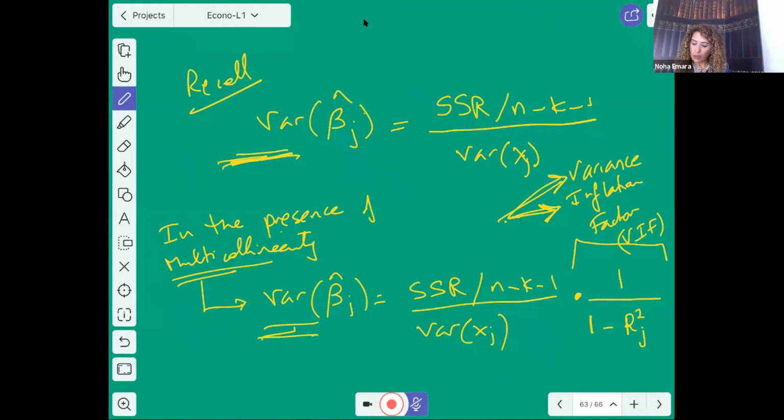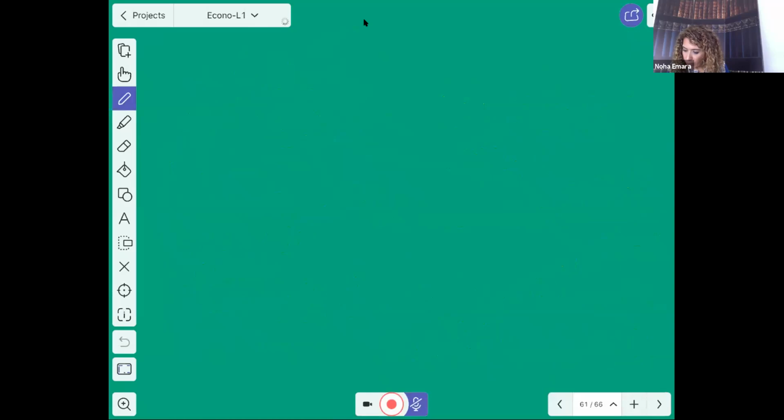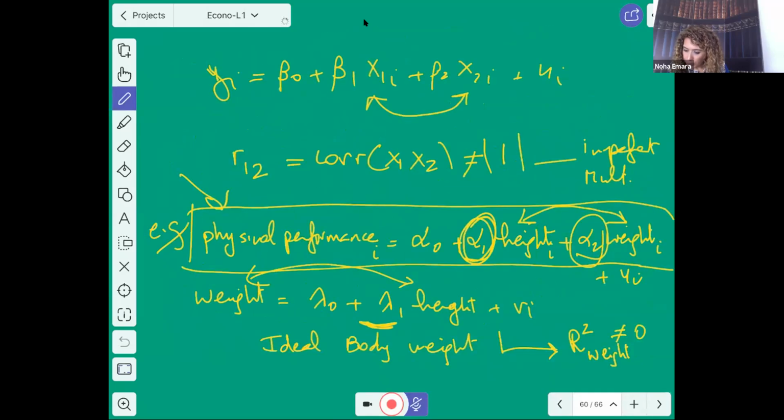In the presence of multicollinearity, I have a certain problematic factor, which is called the variance inflation factor. If you go back to the videos, and I'm assuming that you have watched these videos already, this R square J is the R square of what we call the auxiliary regression, which is the regression of X on the remaining X's in the model. So to make it clear, if I'm looking at the very first example, I have a model in which physical performance is regressed on height and weight.